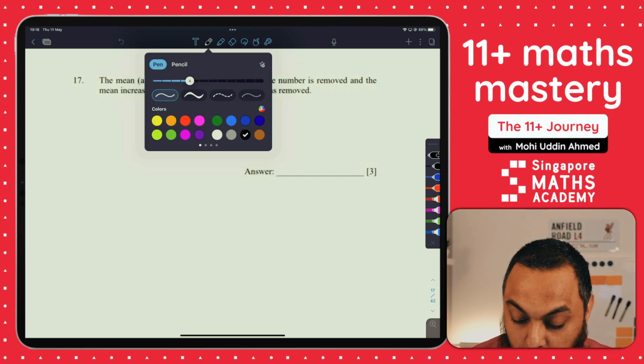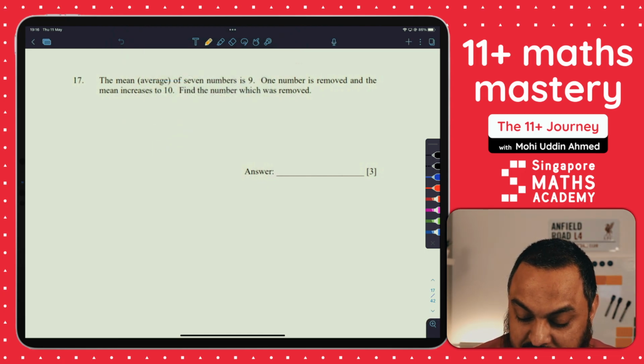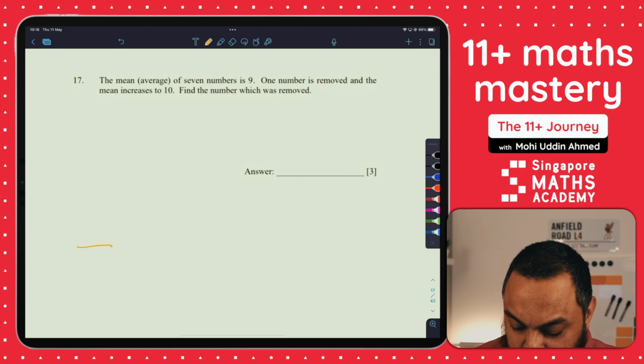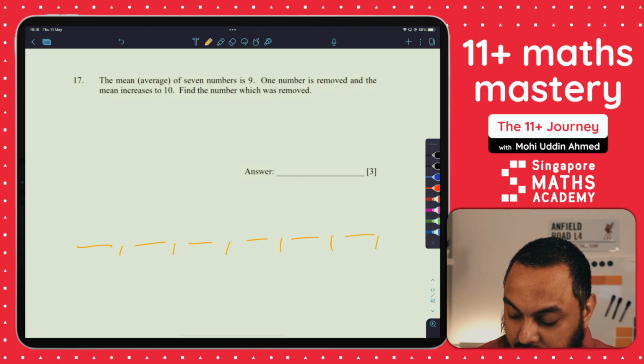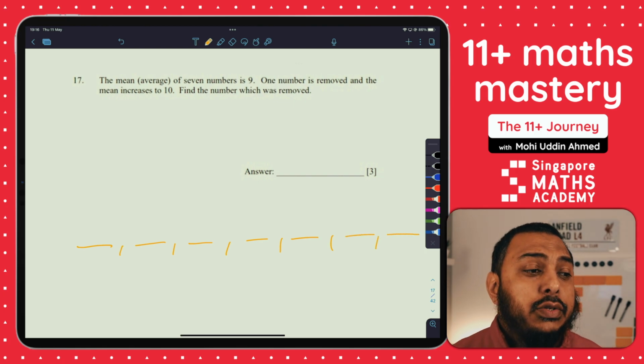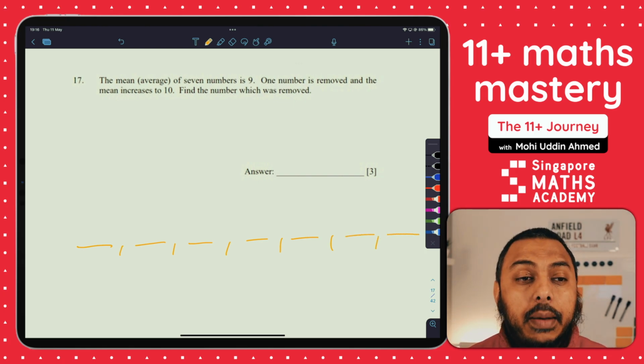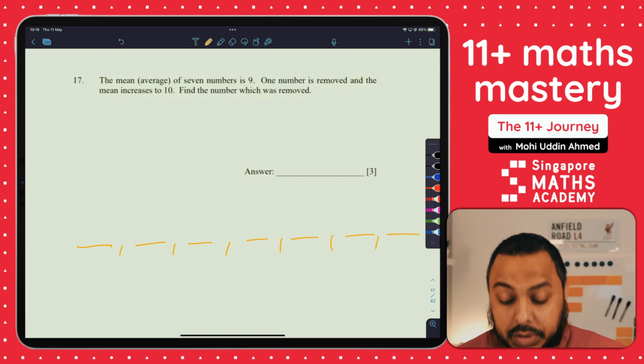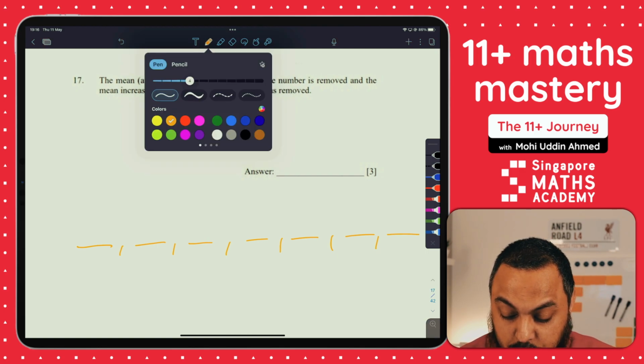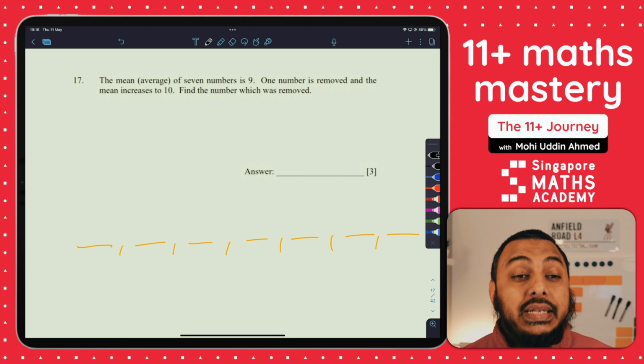So first of all, it says 7 numbers, so I might just draw 7: 1, 2, 3, 4, 5, 6, 7. So I've got 7 spaces to represent the 7 numbers. And what I would probably do is ask children, what do we know about these 7?